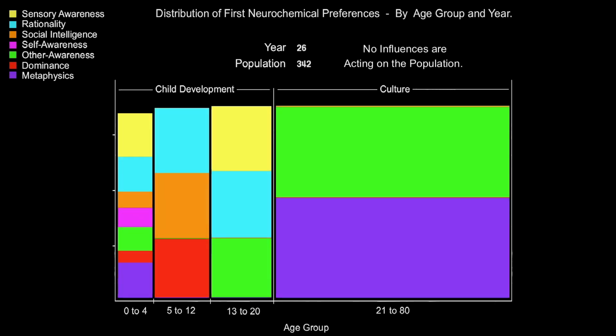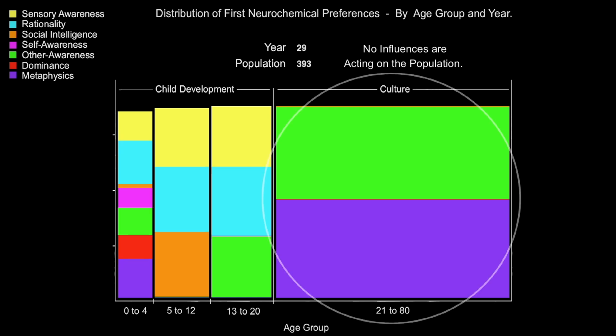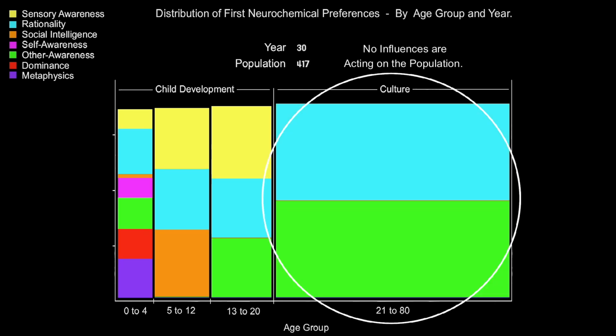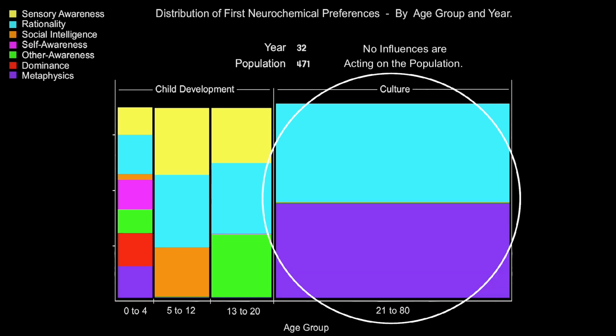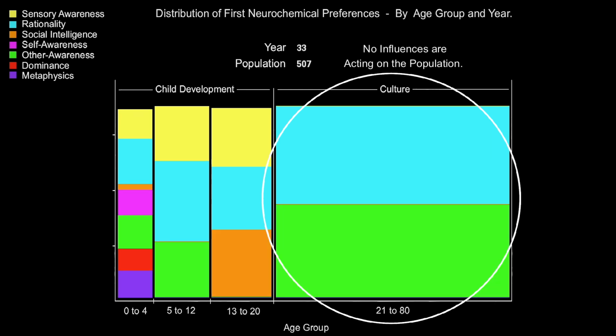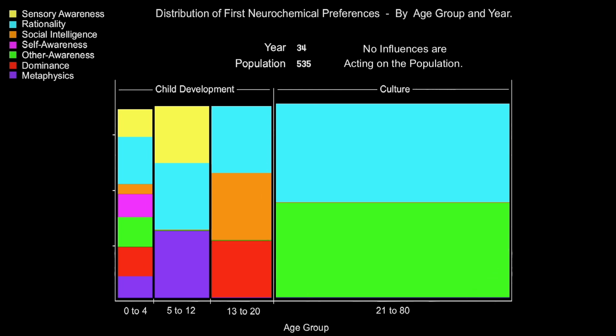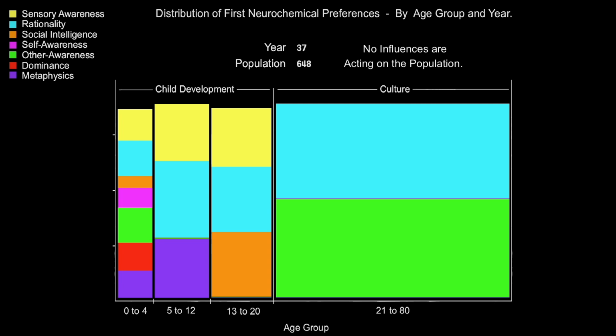Moving on now. So the first generation is now moving into the adult age group, and almost immediately, at year 30, we see that the culture has changed. The top 2 first neurochemical preferences are now different, and continue to change now as the years progress. So let's see what it is at about year 50, which is when the second generation of Humes become adults and move into the culture.